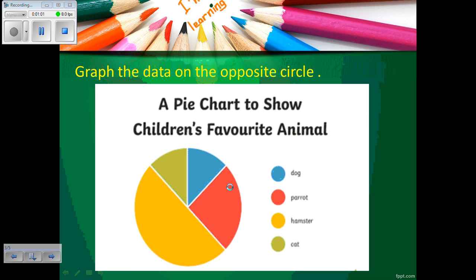If I have a pie chart to show children's favorite animal, and this pie chart is divided into 1, 2, 3, 4 parts, let's start with the green part. The green part in this pie chart represents an eighth, or 1/8, of the circle. The eighth fraction, or 1/8, equals half of the quarter. If we divide the quarter into equal parts, each part will equal 1/8.